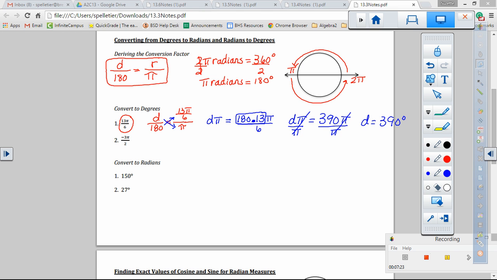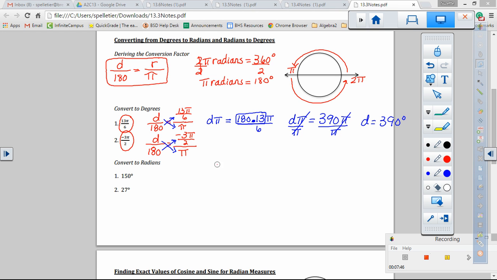Let's try a second one. Start again. This is a radian measure, so it's going to go in for r. So d over 180 equals negative 3 pi over 2 over pi. And make sure you remember that you cross multiply top to bottom, bottom to top.